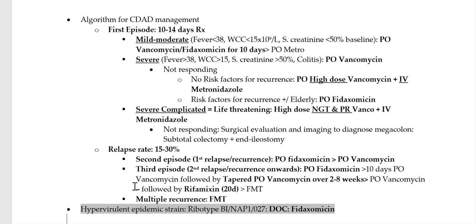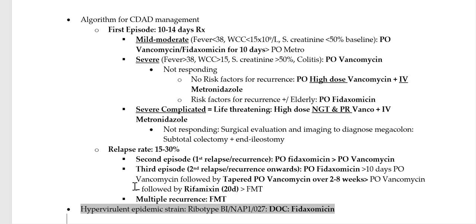In case of severe, complicated, life-threatening cases, you should give vancomycin in high dose through a nasogastric tube as well as per rectum, and also give IV metronidazole. If still not responding, then surgical evaluation and imaging to diagnose megacolon, and the person may require subtotal colectomy and ileostomy. Despite the best treatment, the relapse rate is 15 to 30%.